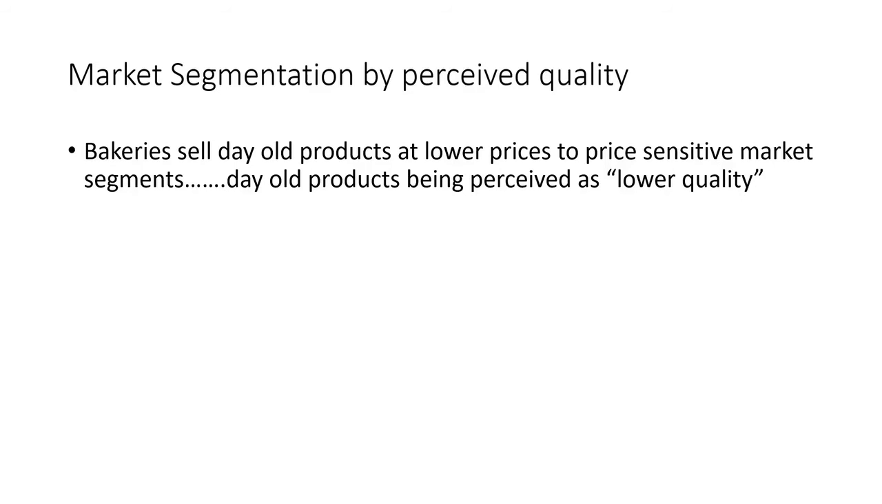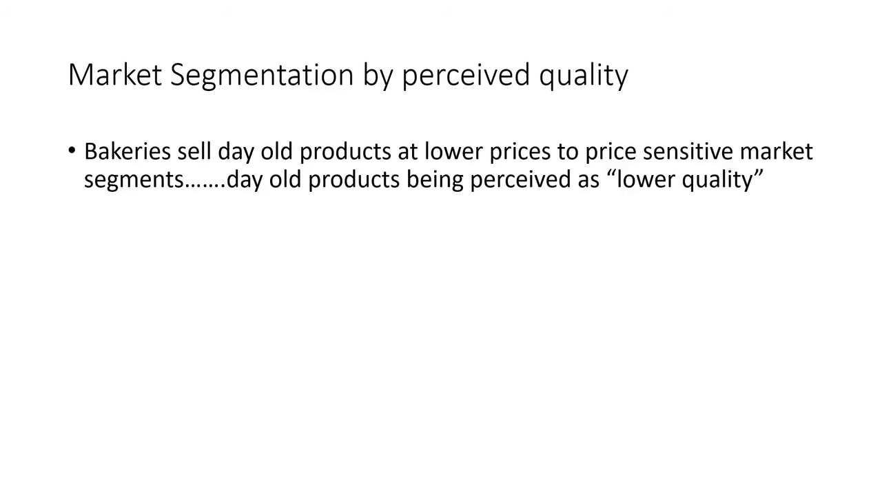We can also segment markets by perceived quality. Consider bakeries who sell day-old products at lower prices to price-sensitive market segments or customers. The reason why they sell at a lower price is the day-old products are perceived as being lower quality. The people who want fresh out of the oven baked goods are willing to pay a higher price than the people who are perfectly satisfied with day-old baked products.